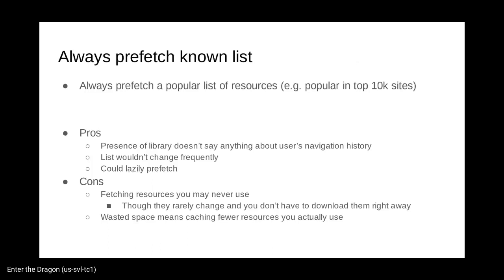The downside is you're fetching resources that you may never use. Yeah, I guess I removed one of the cons and didn't update the slide. You don't have to download everything right away. But as I noted earlier, the size of all of these resources isn't that large. If we're talking like top 500, 10 megabytes of cache is probably doable for most devices. And we could even adjust this for the number of megabytes you're willing to dedicate towards a shared cache.